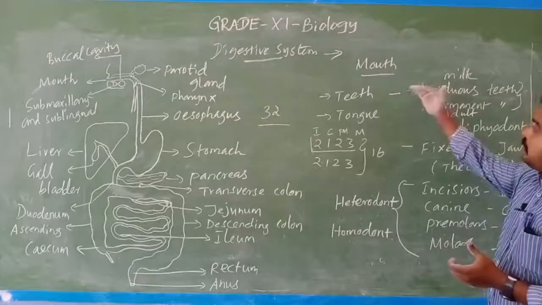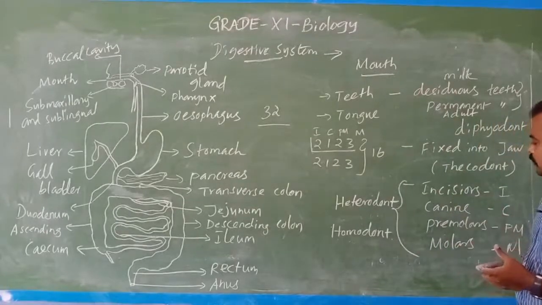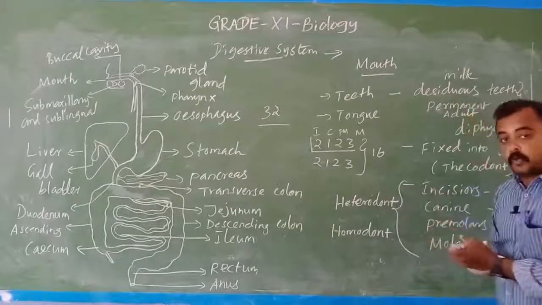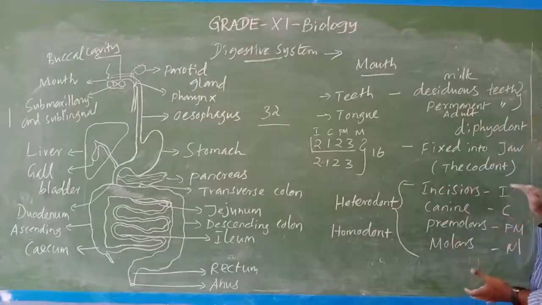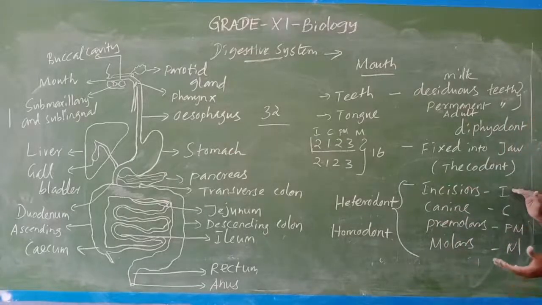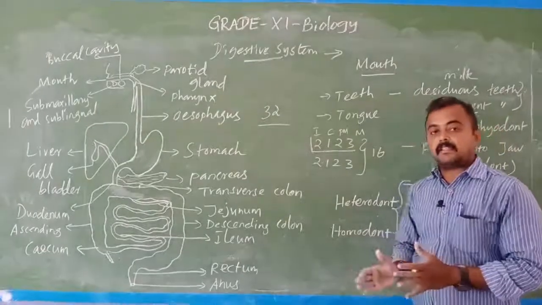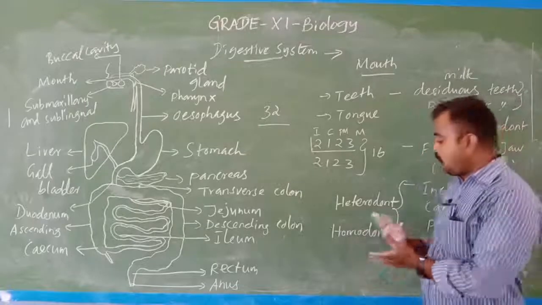Then we have four types of teeth: incisor, canine, premolars, molars. So it is called heterodont. Why is it called heterodont? There we have different kinds of teeth. Incisor is I, canine C, premolar PM, molar M. Then homodont is when the same kind of teeth is present in an animal.